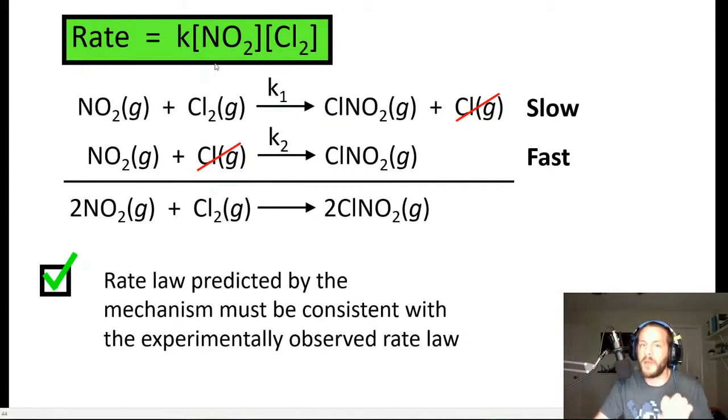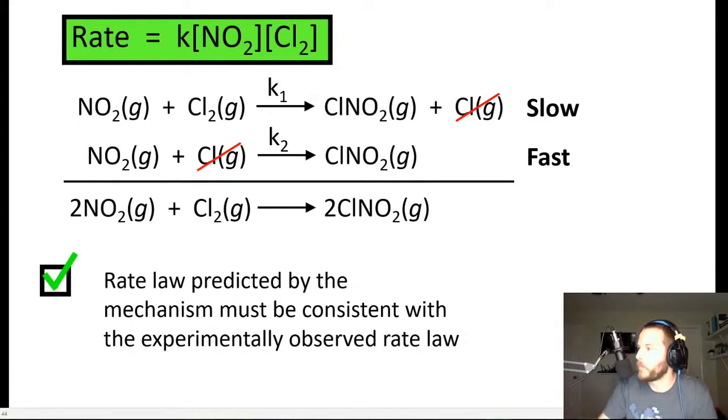Why? Because there are no intermediates, right? If we look down at the overall chemical equation, NO2 is a reactant, that's not an intermediate. Cl2 is also a reactant, not an intermediate. So our rate law does not contain any intermediates, which means that it is consistent with the experimentally observed rate law, which means that it satisfies the second condition. Finally, this mechanism here is indeed a valid mechanism for this chemical reaction.